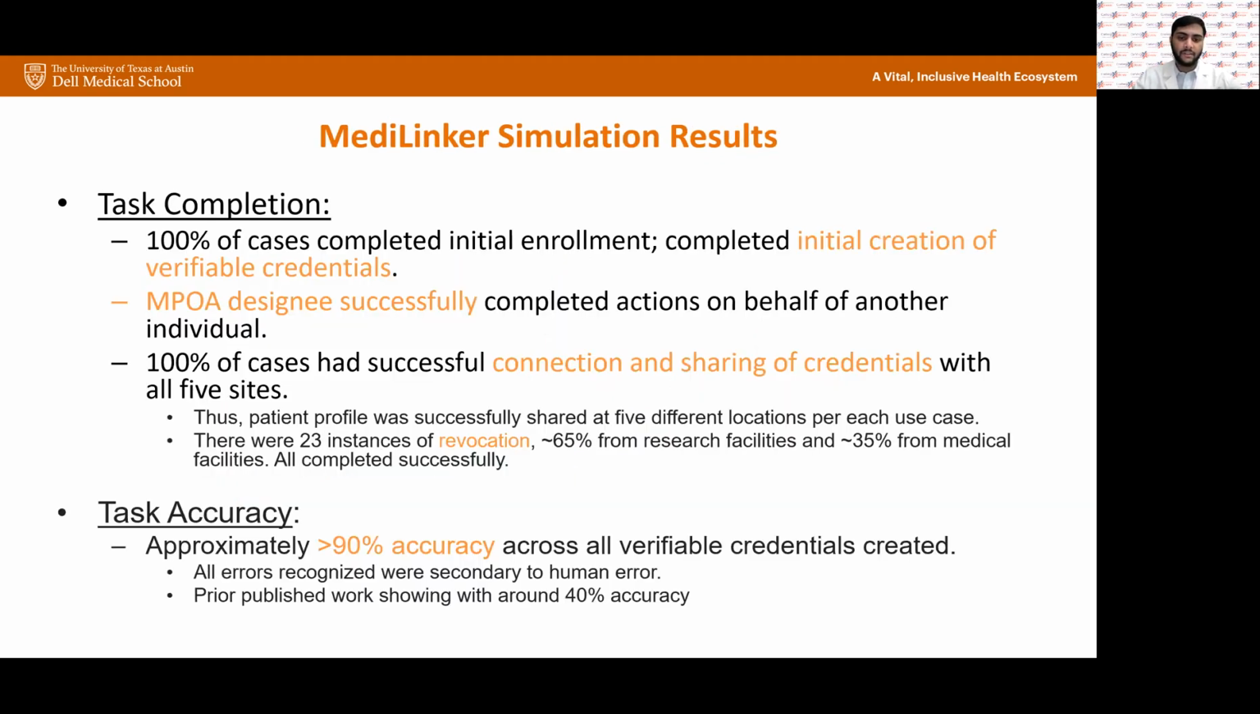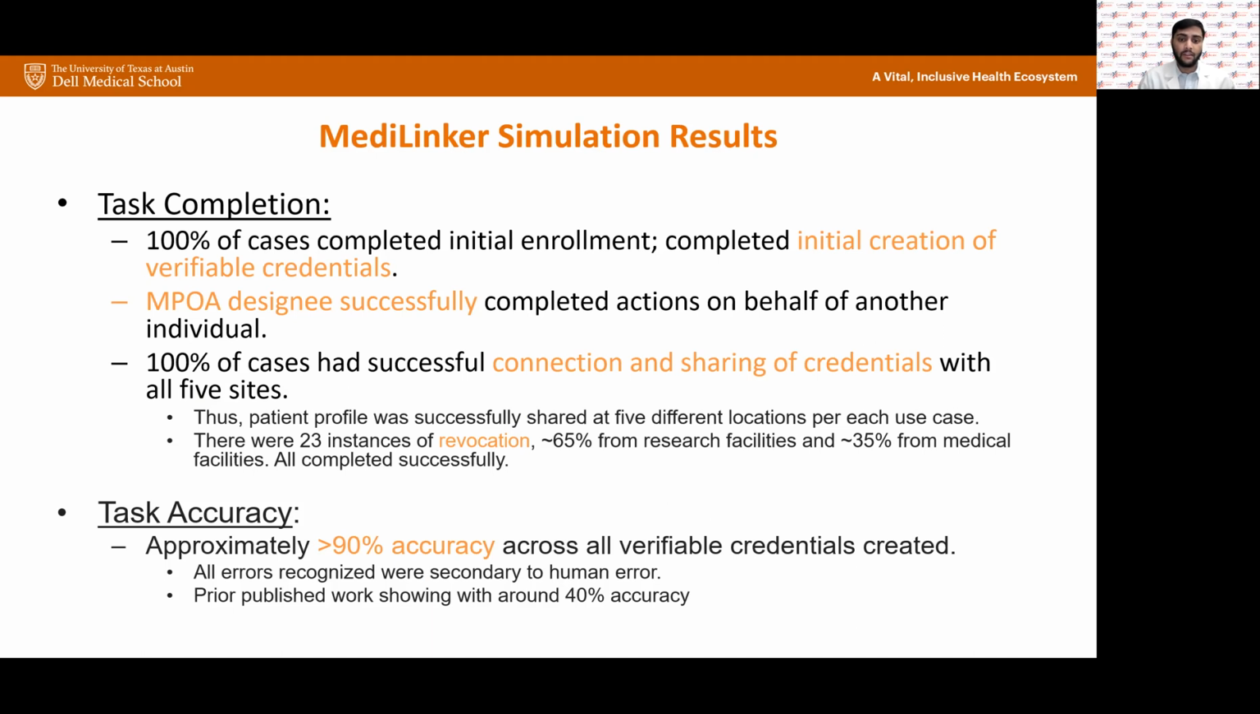After the simulation was completed, we found that 100% of participants were able to successfully create their verifiable credentials. And the 5 cases that were assigned to be a medical power of attorney were able to do so as well. This means that the individuals who are assigned to be a medical power of attorney were able to make medical decisions on behalf of another individual.